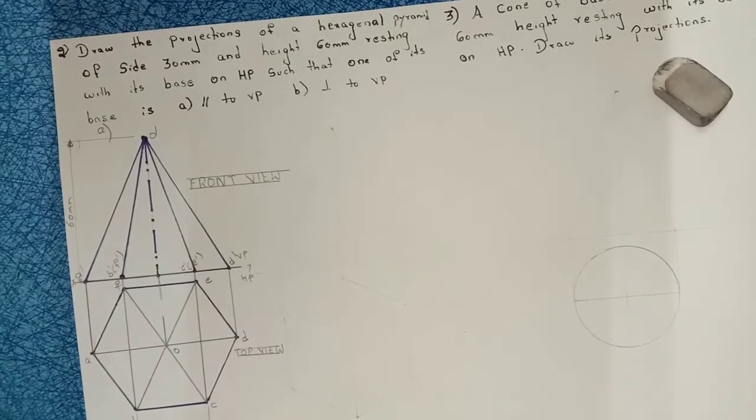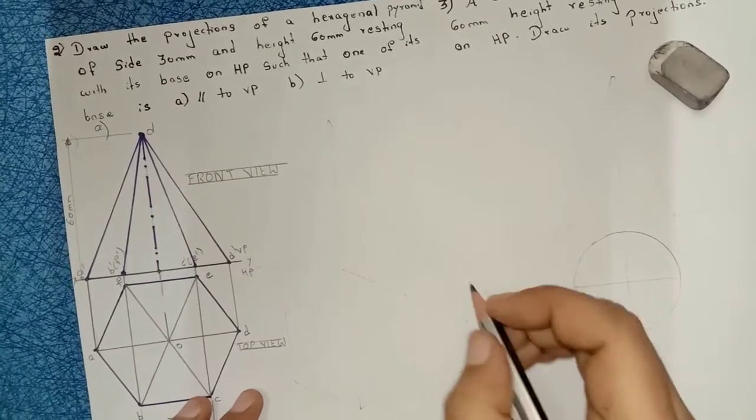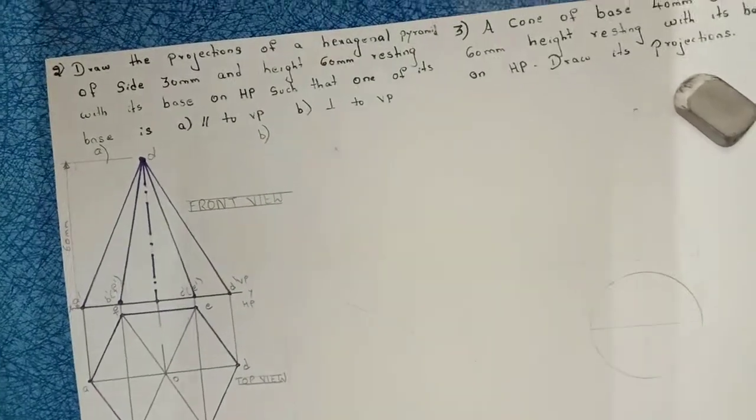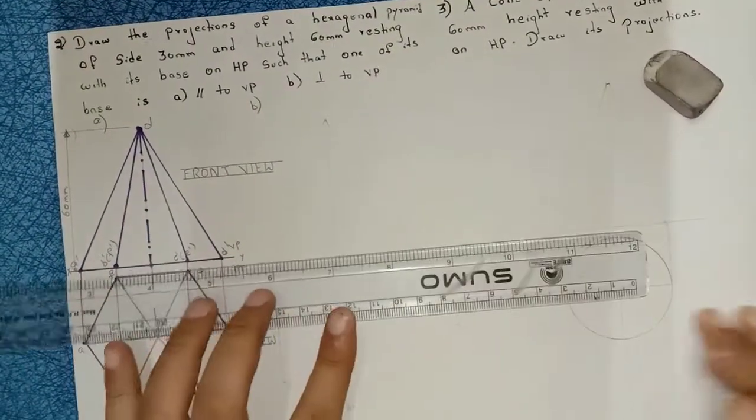Right, so this completes your A bit. Now let us see the B bit, where one of the sides is perpendicular to VP. So let us see how to construct this one.